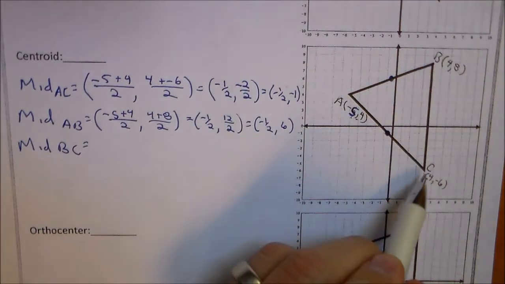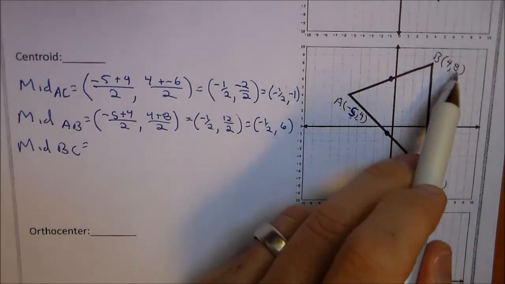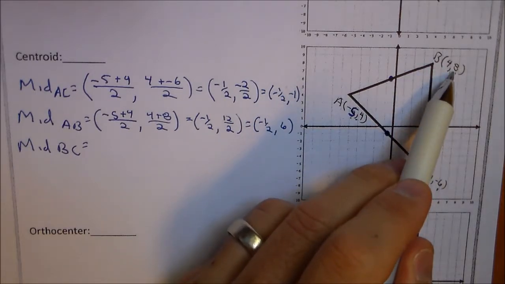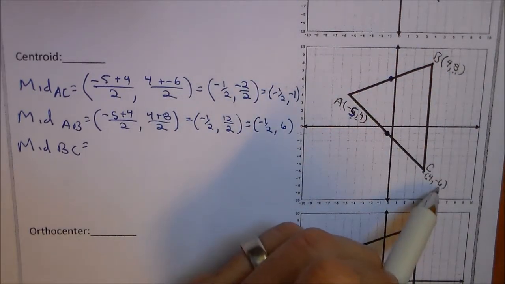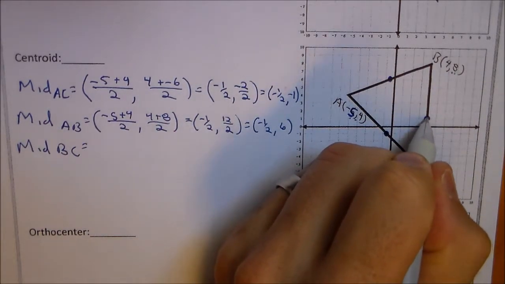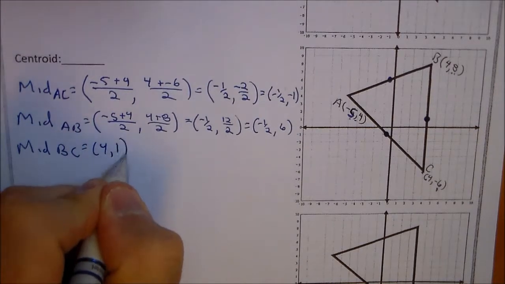The last one, the midpoint of BC, we don't really need to use the midpoint formula because it goes from 4, 8 to 4, -6. So really we can look at the change in y. 8 and -6 are 14 apart. So we go half of that, which is 7, or -6 plus 8 is 2, half of that is 1. It goes to right there. So there's our other midpoint, and that is at the coordinate 4, 1.